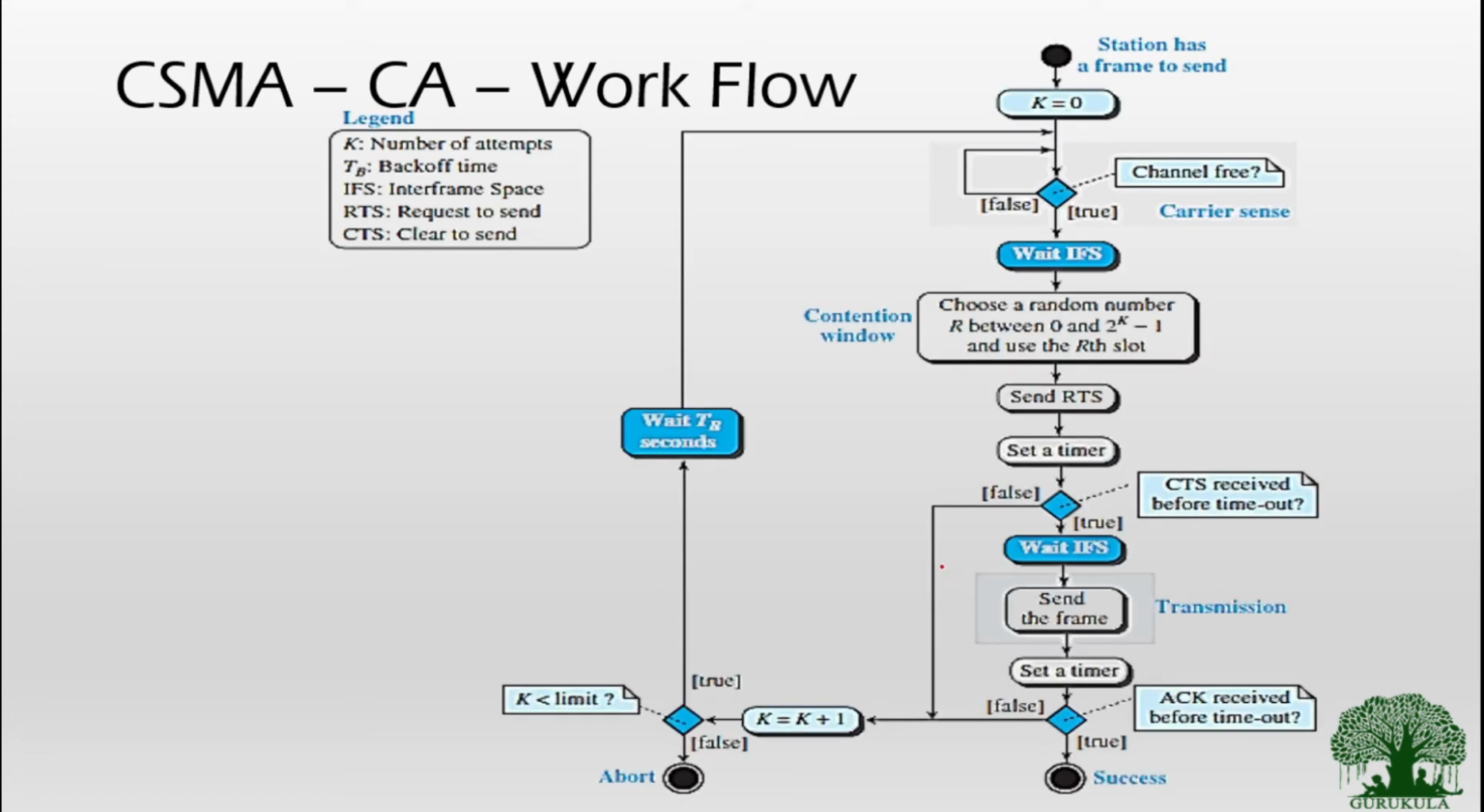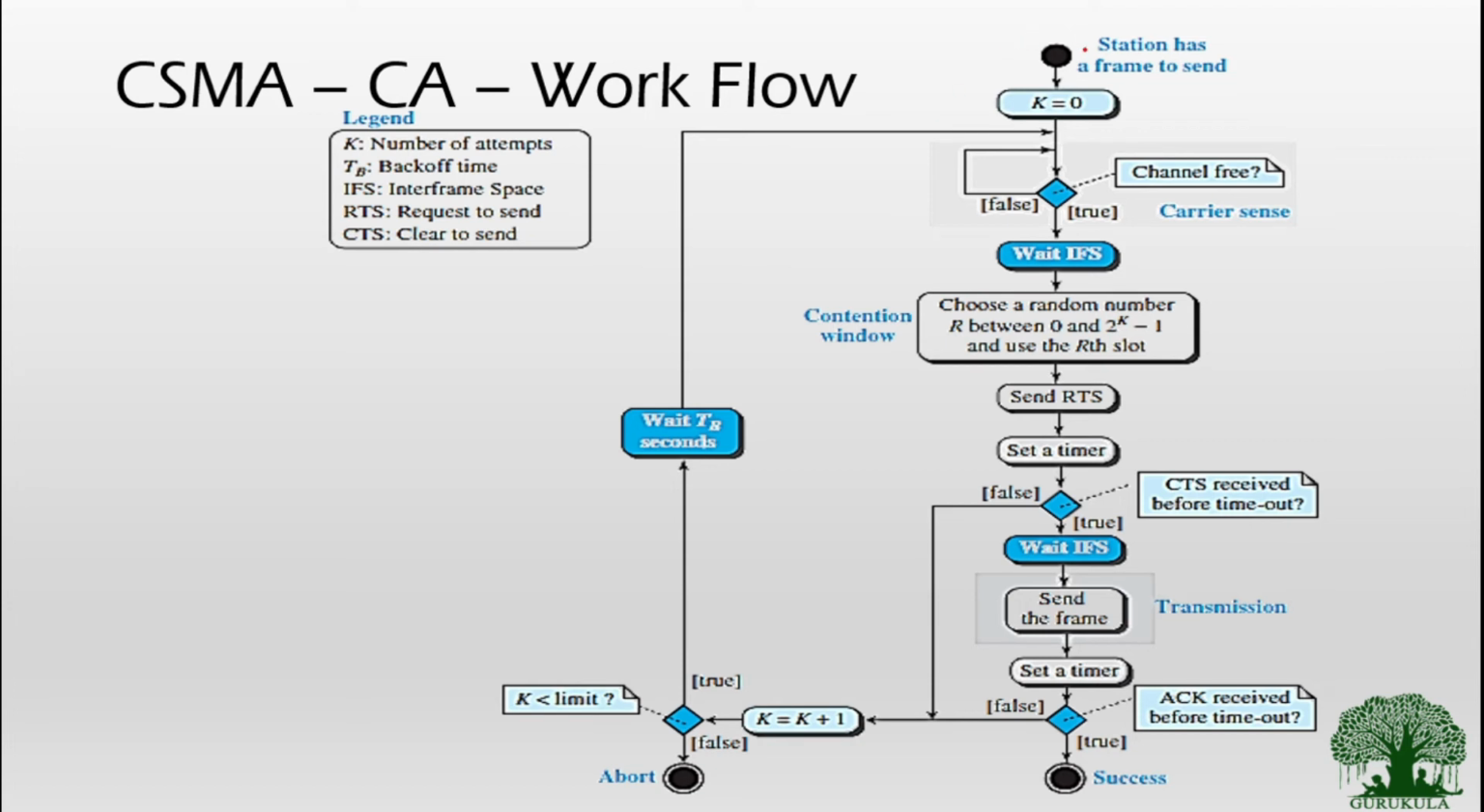In this flow diagram, the only difference is that it will have to wait for a timer, whereas in CSMA CD we check the channel only at that particular instant. In CSMA CA we have two special timers, and except for these timers the working principle is almost similar to CSMA CD.